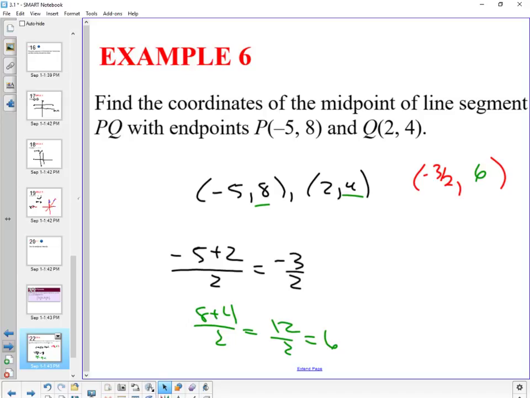This is so difficult. And it's just x1, x2, right? It's just add the x's. Just add the x's and divide by 2. Add the y's and divide by 2. Remember, addition's commutative, right? So it doesn't matter how you add them, as long as you do it.